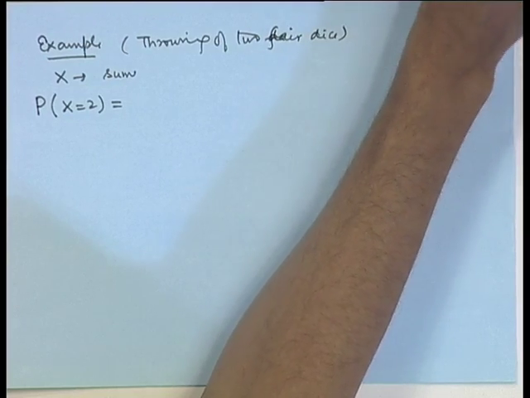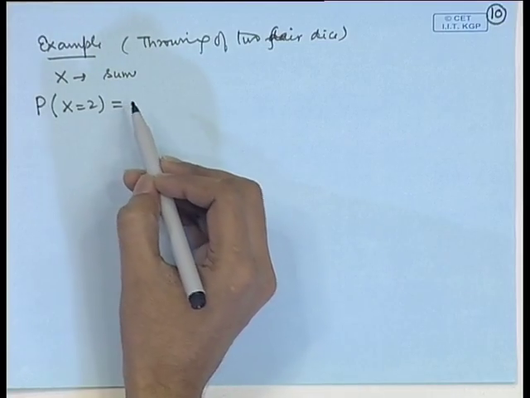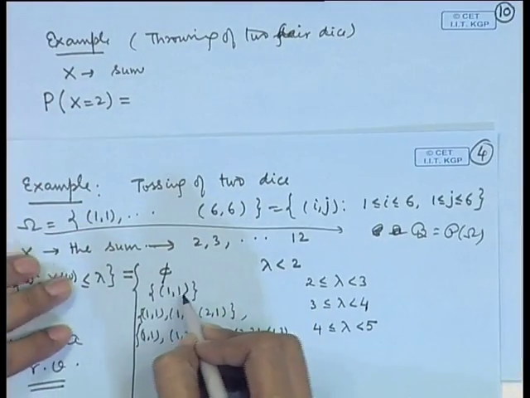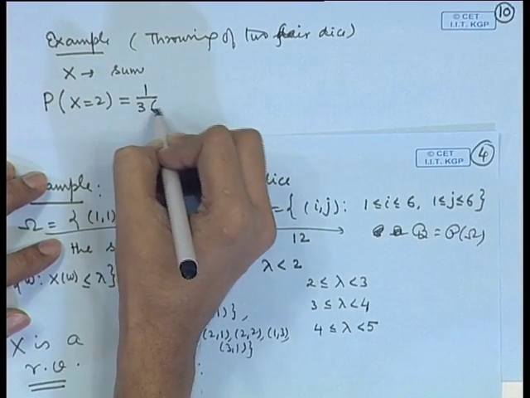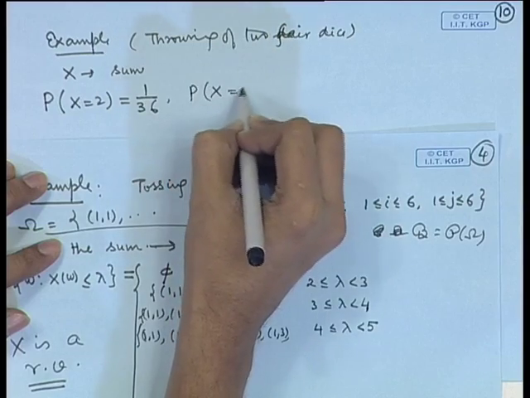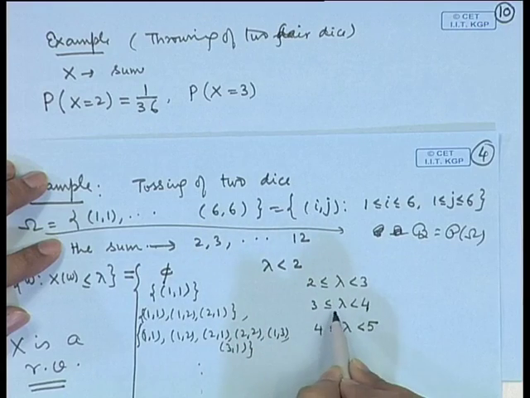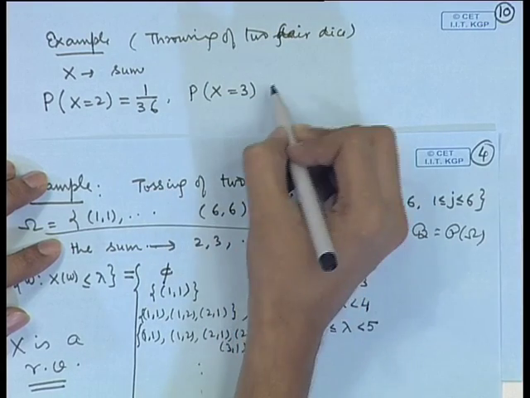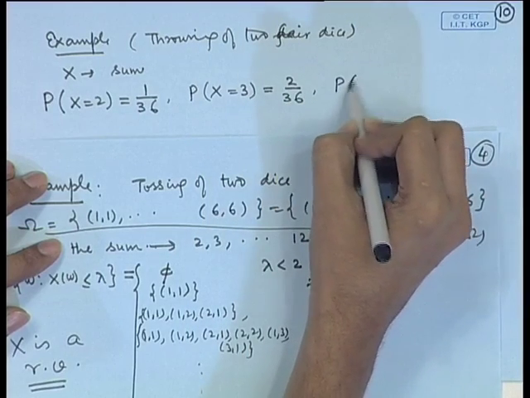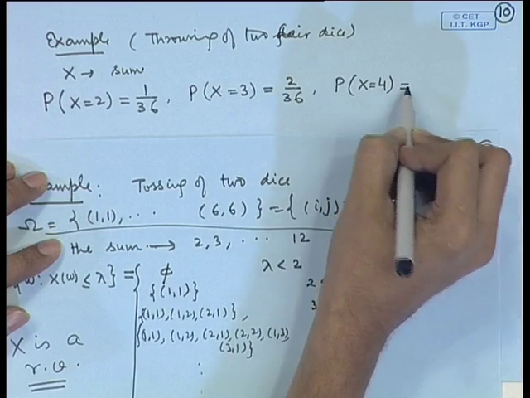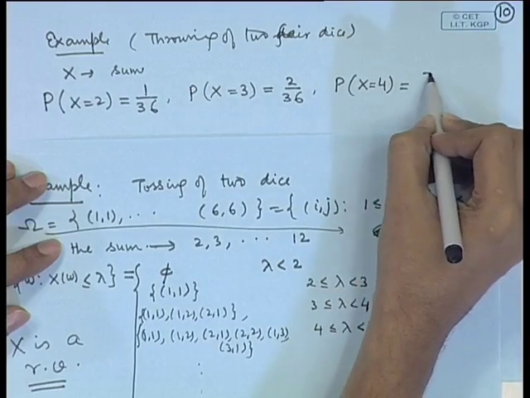So, let us look at the outcome (1,1). There is only one outcome out of 36 outcomes. So, for fair dice, the probability of this will be 1 by 36. If we look at the probability of X equal to 3, then there are two outcomes (1,2) and (2,1), which correspond to the sum being equal to 3. Therefore, the probability that X equal to 3 will become 2 by 36. If we look at X equal to 4, then we will have favorable outcomes (2,2), (1,3) and (3,1). There are 3 possible outcomes.